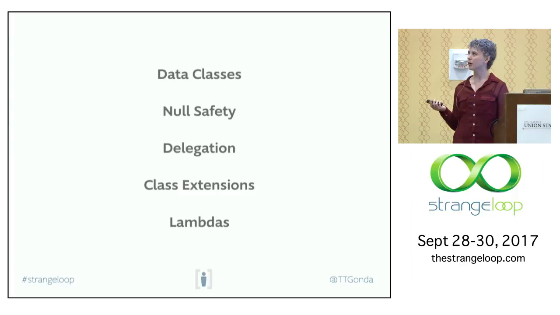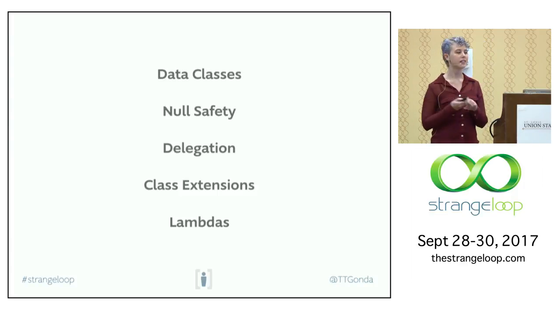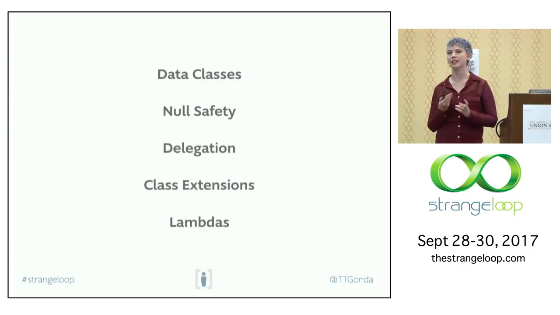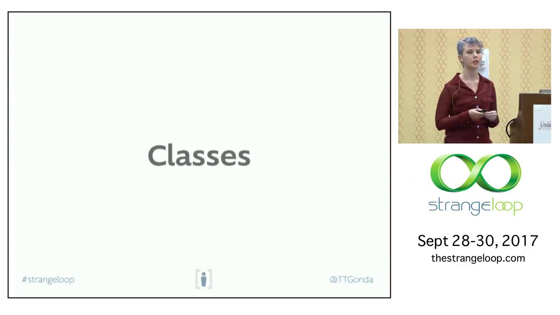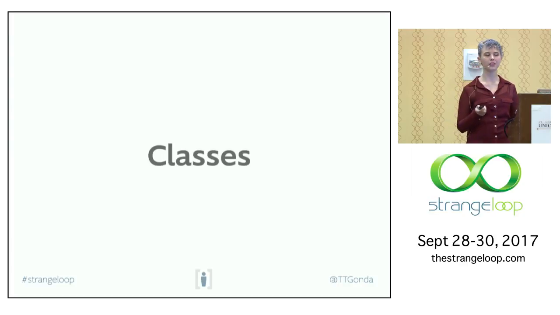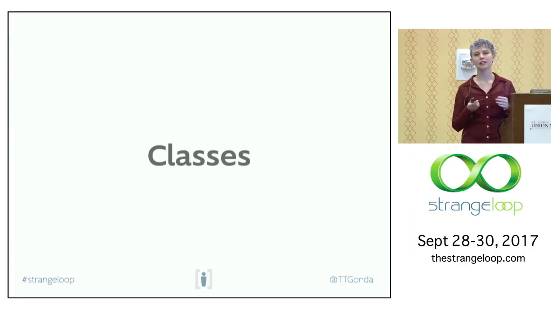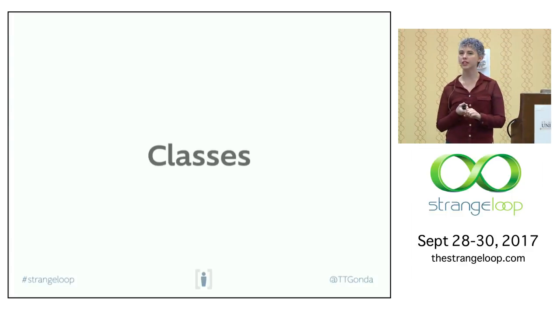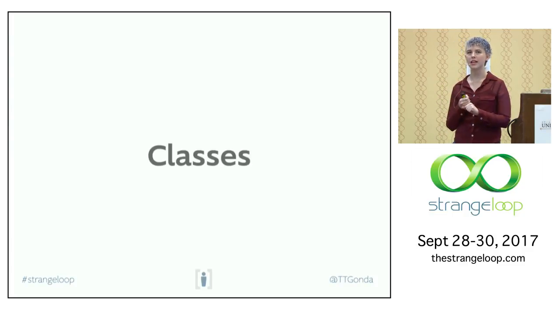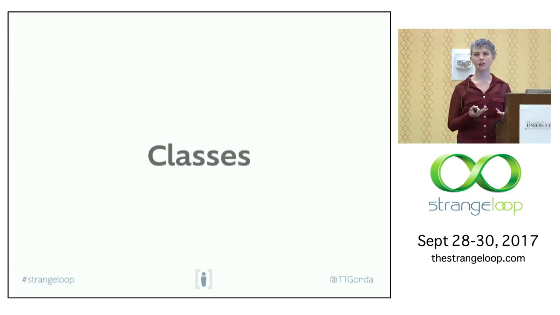So by the end of this talk, we're going to look at data classes, null safety, delegation, class extensions, and lambdas. So let's start with a simple class. This is the first kind of thing I ever tried decompiling. Let's take a user with a first name and a last name, both of them strings. Let's say the first name is non-null and immutable, so we can't change it. And the last name is mutable and nullable, so we can change it at any time, and it could be changed to null.